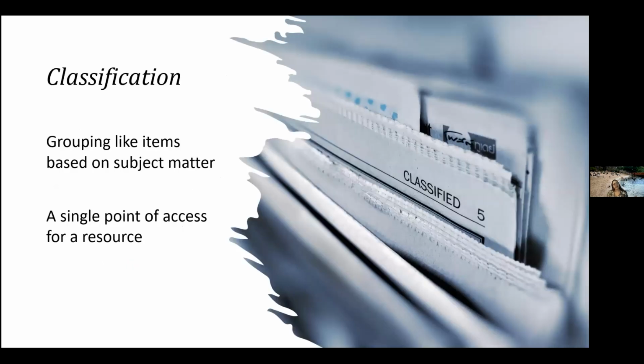Okay, so that's cataloguing. Classification is where we group like items based on their subject matter. So this is a single point of access for the resource when we're talking about a physical book. And just as with cataloguing, classification needs consistency and uniformity so that we can make sure like resources are placed together. And it's the physical point of access for a book.